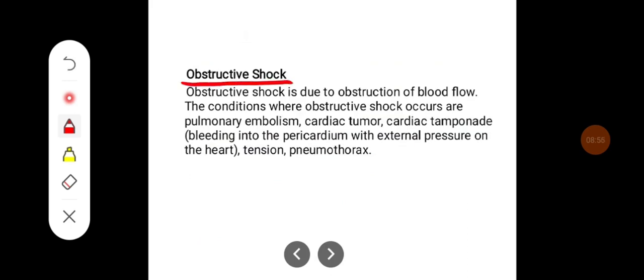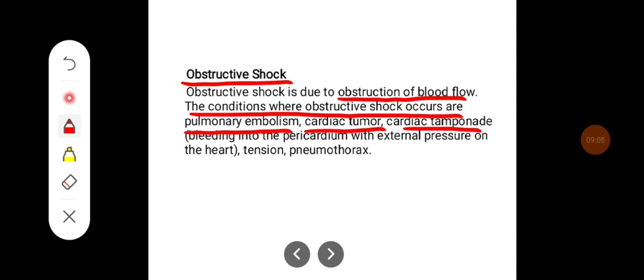Obstructive shock. Obstructive shock is due to the obstruction of blood flow. The conditions where obstructive shock occurs are pulmonary embolism, cardiac tumor, cardiac tamponade, that is, bleeding into the pericardium with external pressure on the heart, and tension pneumothorax.